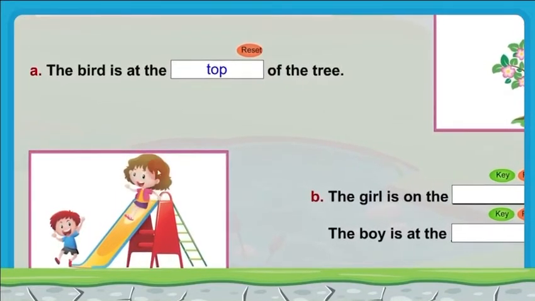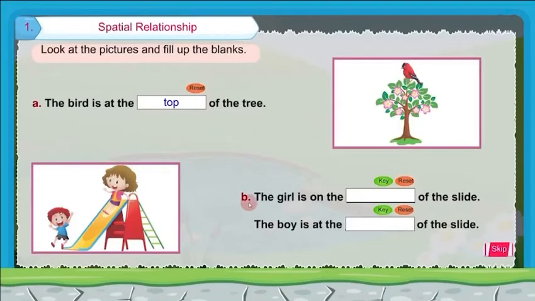Here the girl is sliding from top to bottom. This is the top part and this is the bottom part. So the girl is at the top of the slide and the boy is at the bottom part of the slide. Now let's read the B here.